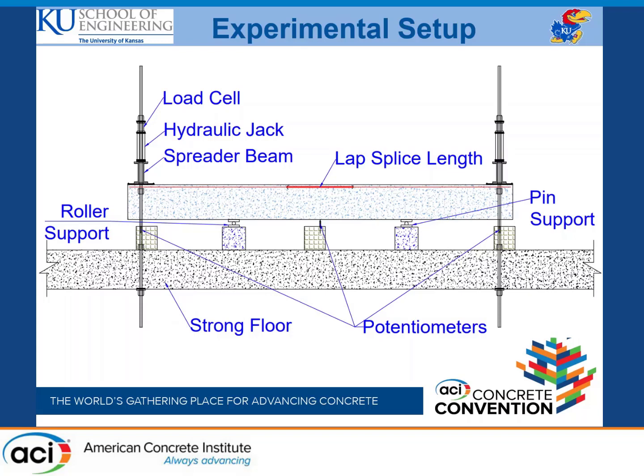Now we have two simple supports in the middle, and we are applying load at the two extremities. We are using a hydraulic jack to apply the load, and a spreader to distribute the load on top of the beam, and we have load cells to get the load data. Also we have potentiometers to measure the deflection at the two extreme ends and one at the middle.